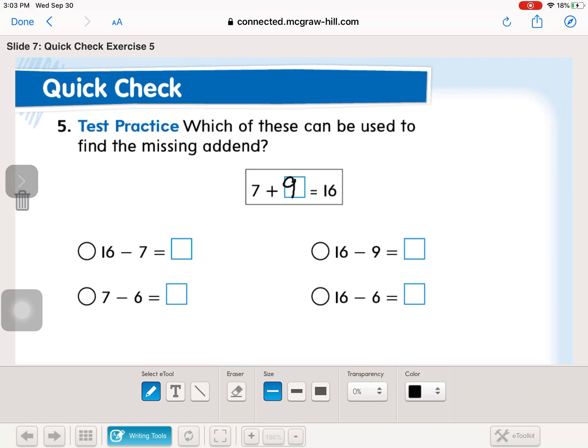So which one of these then would help us to find the missing addend? Well, we've got our sum here, which is 16, and that's also going to be our whole. And then we had 7, right? And when we take away that 7, we can find the missing addend, which is going to be 9. So which one of these helps us? Well, it's got to start with 16, so it can't be that one. And we've got to take away the part we already know, which is 7. So here's our answer to that problem.